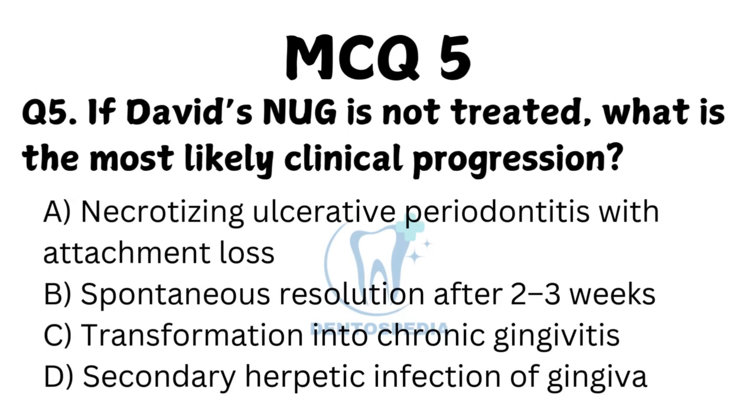Question 5. If David's necrotizing ulcerative gingivitis is not treated, what is the most likely clinical progression? Options are A. Necrotizing ulcerative periodontitis with attachment loss. B. Spontaneous resolution after 2 to 3 weeks. C. Transformation into chronic gingivitis. D. Secondary herpetic infection of the gingiva. Take a few seconds to think.